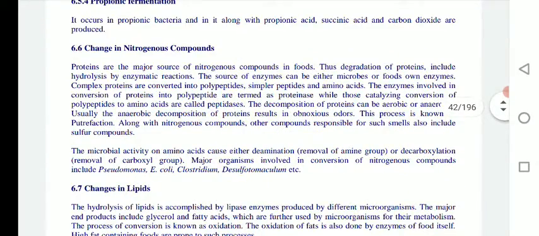Then changes in nitrogen compounds. As far as changes in nitrogen compounds are concerned, we have seen that proteins get altered by the process of putrefaction, and microbial activity leads to breakdown of proteins into several components like amino acids and peptides, and this group includes different types of microorganisms, for example Pseudomonas, E. coli, Clostridium, and they alter the taste, and cause off-flavors due to presence of nitrogenous compounds.